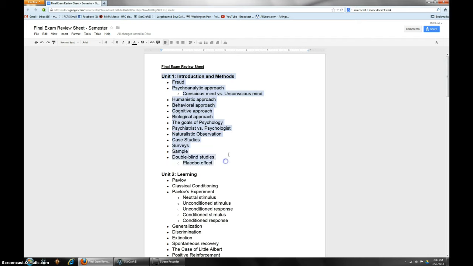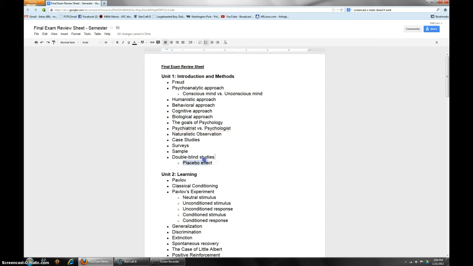First unit, Unit 1, Introduction and Methods. I don't think there's anything too confusing on here. I suppose a naturalistic observation might slip you up. That's when you observe an object or something in its natural settings. Pretty easy, like observing high school students.